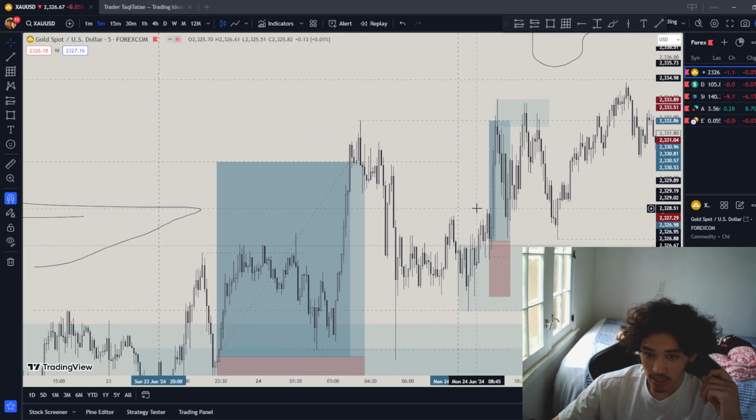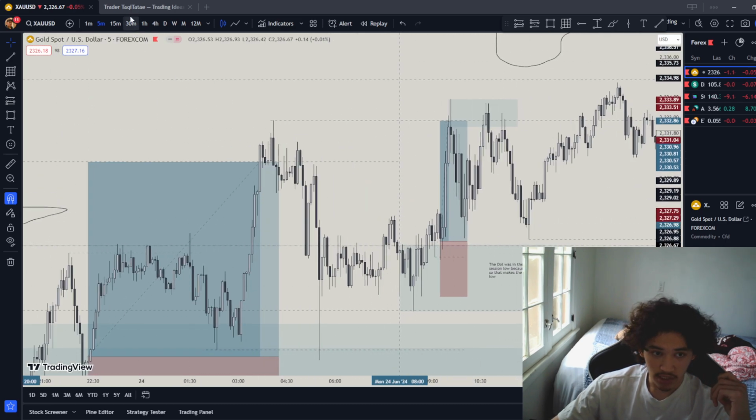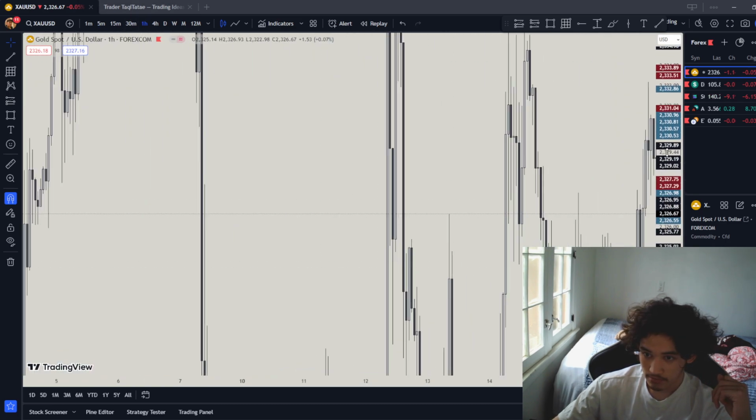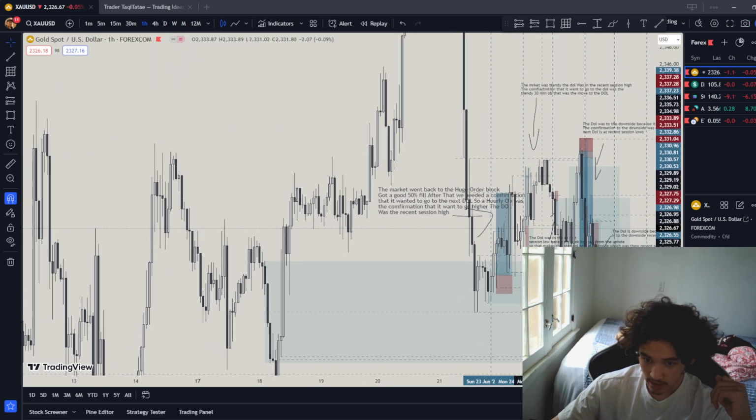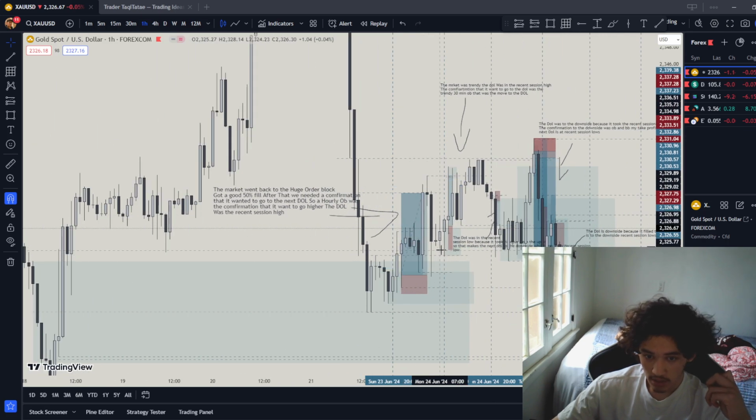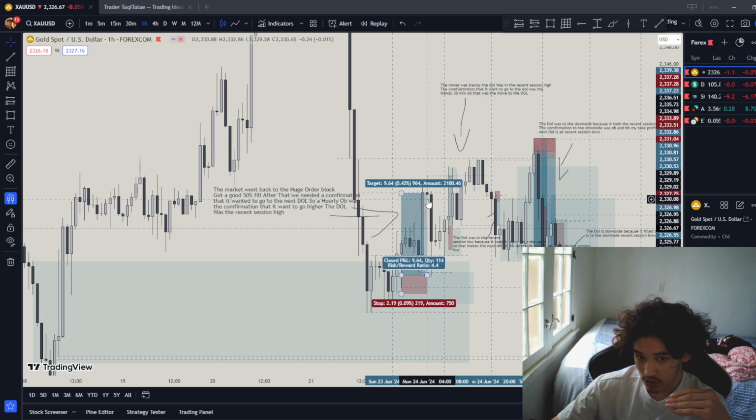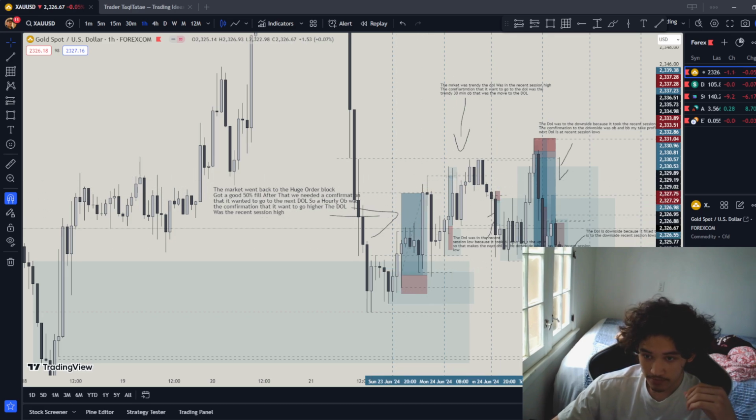Fast forward to Monday. Monday was a trendy day. You can see the market was just trending to the upside. I was looking for a reason to get in because of the drawn liquidity over here. The reason the drawn liquidity is over here is that we took out the recent session lows, so the next drawn liquidity, the recent session highs, was over here.